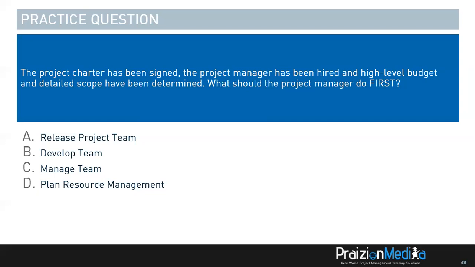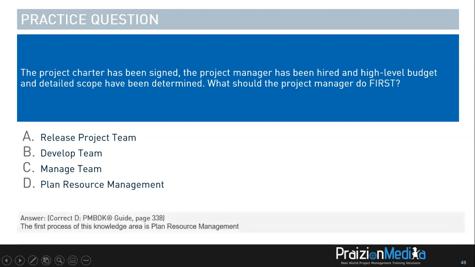3, 2, and 1. So if all has been done, you are now in resource management. The most sensible thing to do would be to plan resource management, because you've not developed the team, you've not even acquired the team. So D would be your best option.